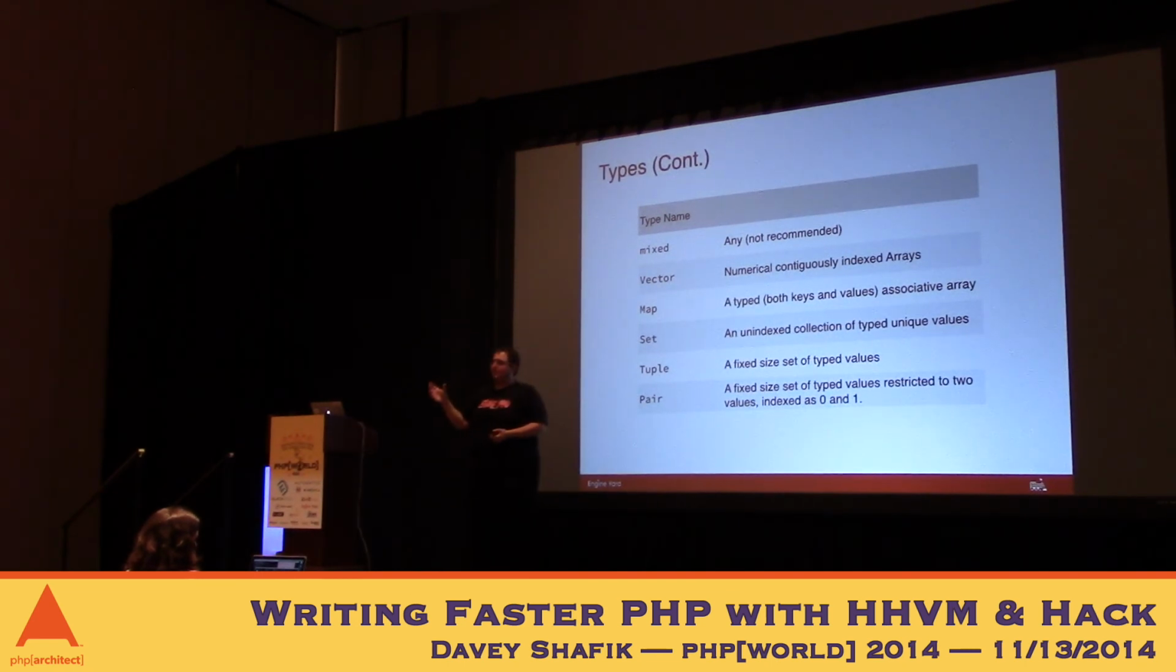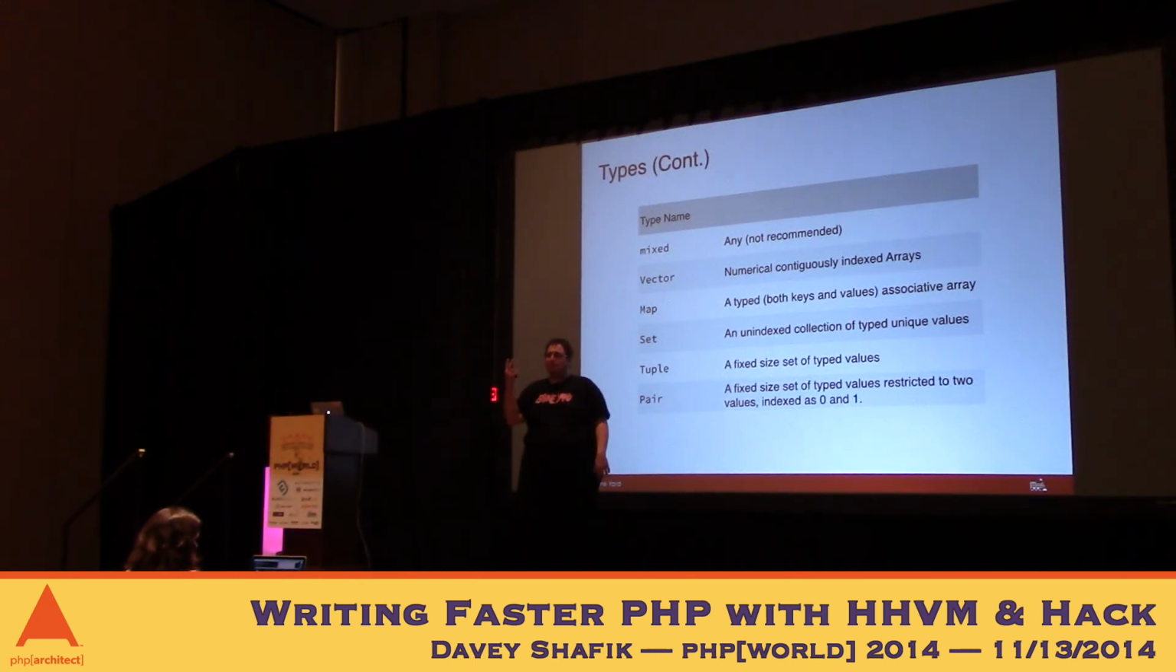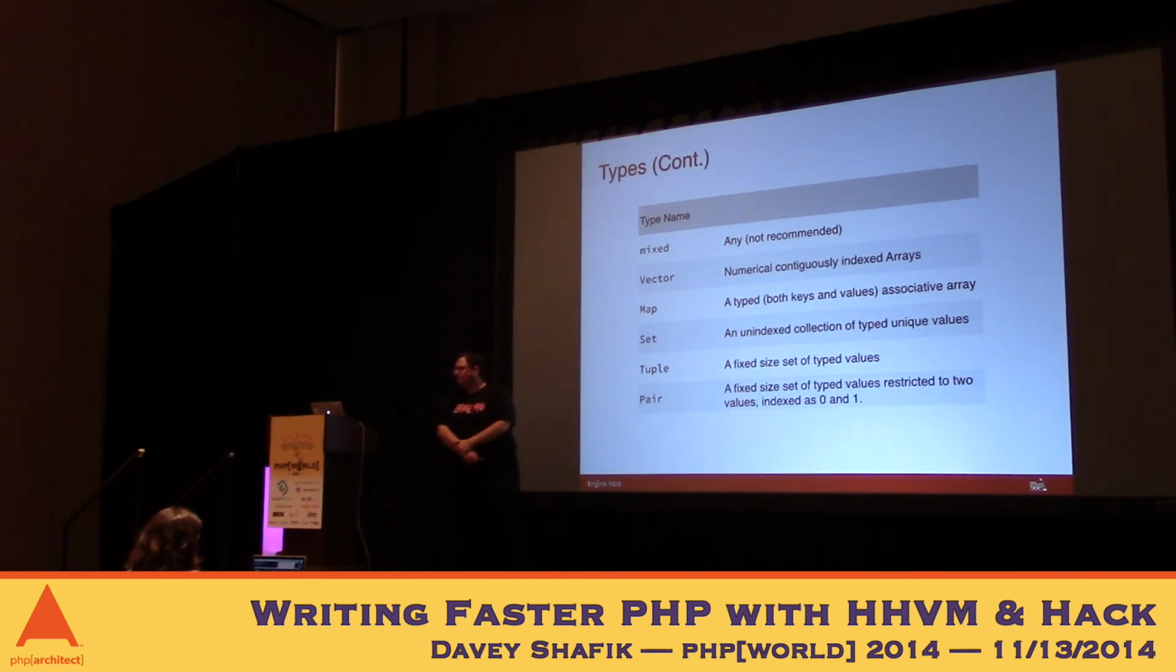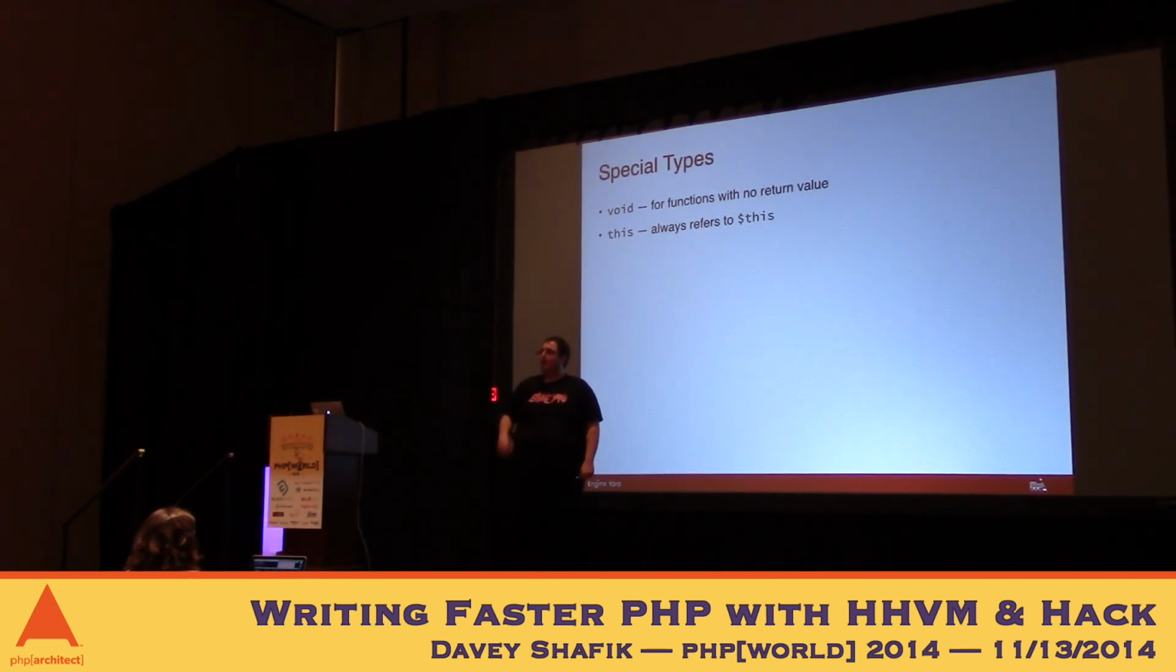Tuples are a fixed set, like a fixed size array with typed values, and the types are inferred when you create it in the first place. It's kind of cool. And then pairs is just a fixed size 2-value pair. That one I don't really see much use for either. Two special types: void, which basically says no return value. So when you used to have @return void in your doc block, this is explicit in the code. And then this, which is basically the equivalent of the static keyword in PHP, the late static bound $this, okay?